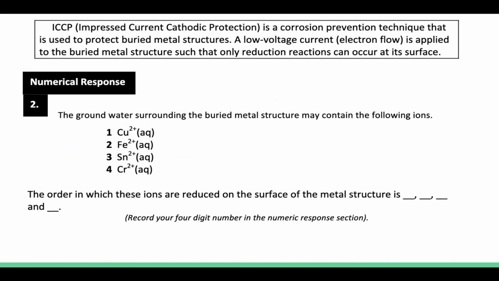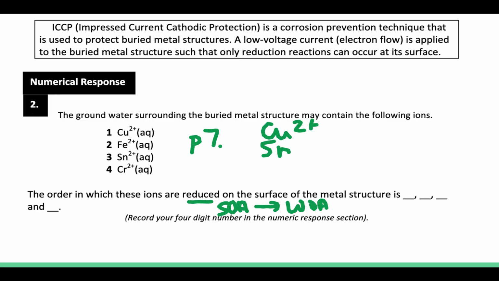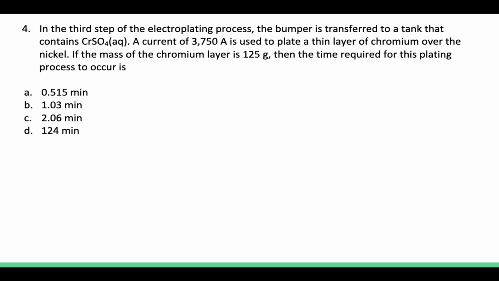This next one is a common question when it's asking about what order we are being reduced. When you're looking at being reduced, you are going to look for your strongest oxidizing agent, and then it goes down to your weakest oxidizing agent. So you would just look at page 7, and if you look at page 7, your order is copper's ion first, then tin's ion, then iron's ion, and then chromium's ion. So if we're answering this, it would be 1, 3, 2, 4. So just looking at page 7.